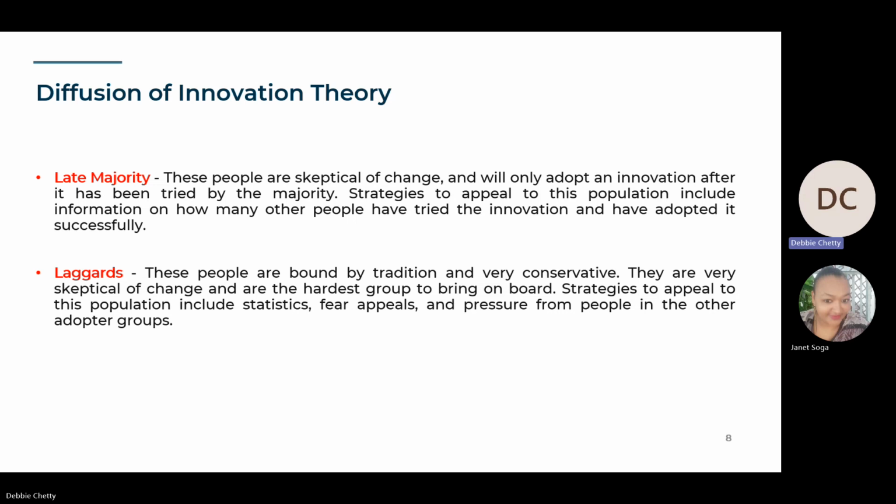And the laggards, well, they are people that are bound by tradition and are very conservative. So, they are very skeptical of change and are the hardest group to bring aboard. And strategies to appeal to this population include statistics, fear appeals, and pressure from people in the other adopter groups. Okay, so the diffusion of innovation theory has five aspects that you need to focus on as well.